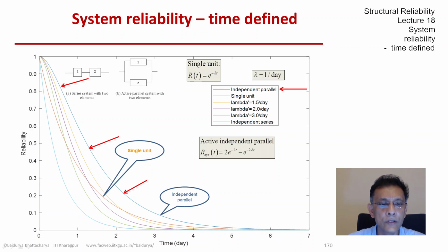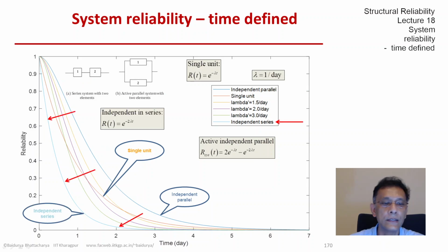On the other extreme is the case of the independent series. That's what we see, which is the lowest possible situation, least reliable. That is the third line. So we are now going to stay within these 2 limits, and somewhere in the middle is the single unit function.